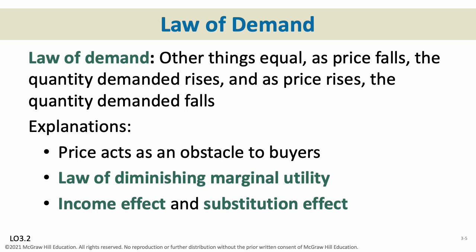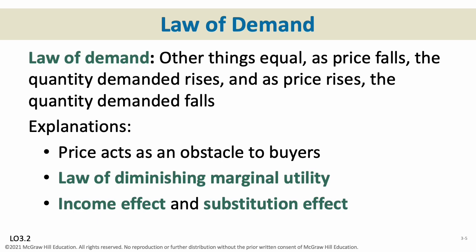So price acts as an obstacle to buyers, and also the law of diminishing marginal utility, and we'll get into this momentarily, and income and substitution effects. So what you need to remember is, number one, as price falls, demand goes up, and as price rises, demand goes down, always. Price acts as an obstacle to a buyer, and it keeps them from being able to buy everything they want. We have, remember, unlimited wants and limited income. So as price of something goes up, we're going to buy less of it.